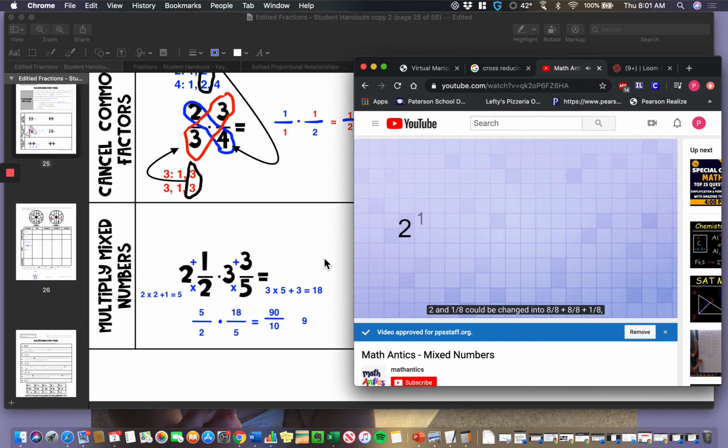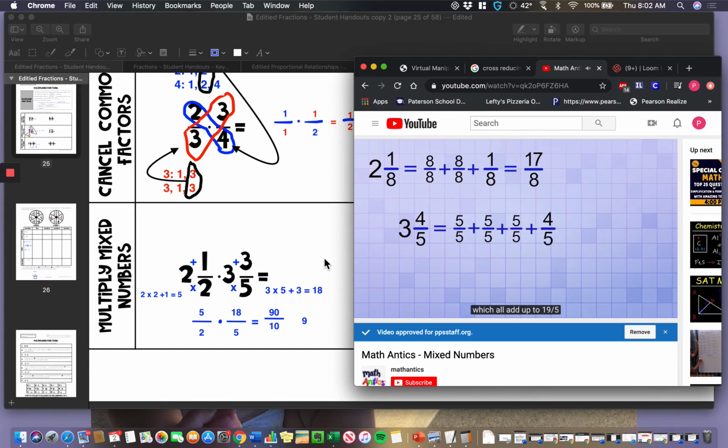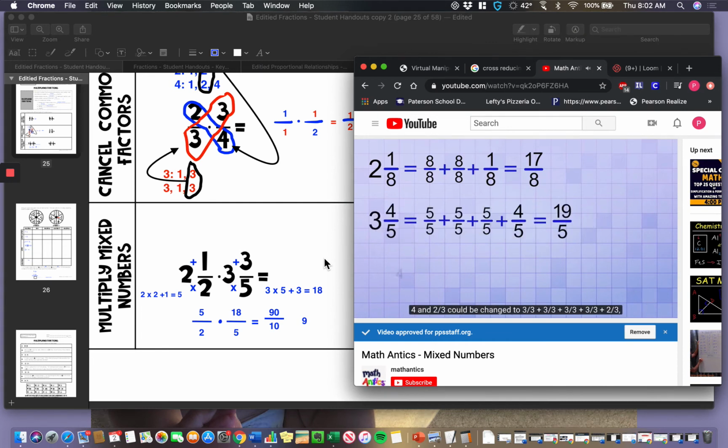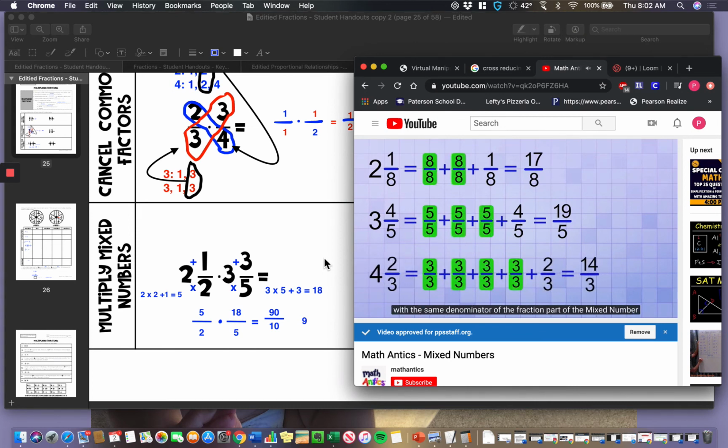For example, 2 and 1/8 could be changed into 8 over 8 plus 8 over 8 plus 1 over 8, which all add up to 17 over 8. And 3 and 4/5 could be changed to 5 over 5 plus 5 over 5 plus 5 over 5 plus 4 over 5, which all add up to 19 over 5. And 4 and 2/3 can be changed to 3 over 3 plus 3 over 3 plus 3 over 3 plus 3 over 3 plus 2 over 3, which all adds up to 14 over 3. Notice that we always chose whole fractions with the same denominator of the fraction part of the mixed number, so that they're all like fractions that can be added easily.